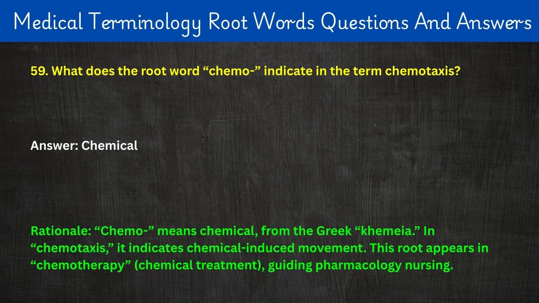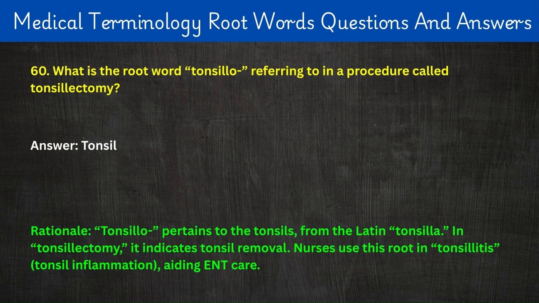Answer: chemical rationale. Chemo- means chemical, from the Greek chemia. In chemotaxis, it indicates chemical-induced movement. This root appears in chemotherapy, chemical treatment, guiding pharmacology nursing. 60. What is the root word tonsillo- referring to in a procedure called tonsillectomy?